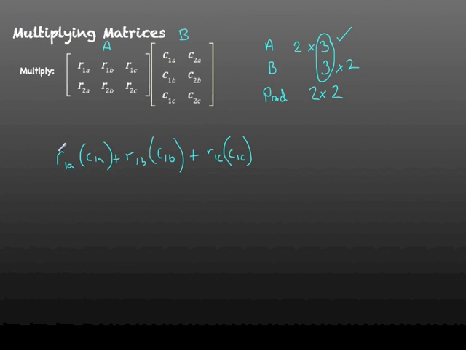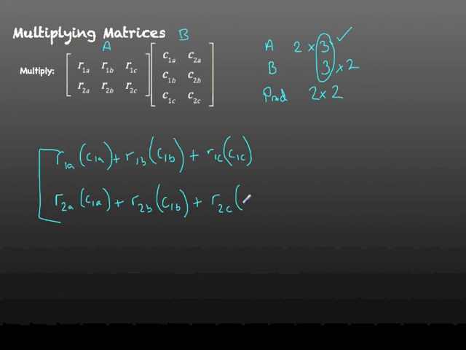So now, if we wanted to go for the element underneath that, we're going to take that second row and the first column. So multiply the second row first element by that first element, and keep going through that process. So second element by second element, and third element by third element.